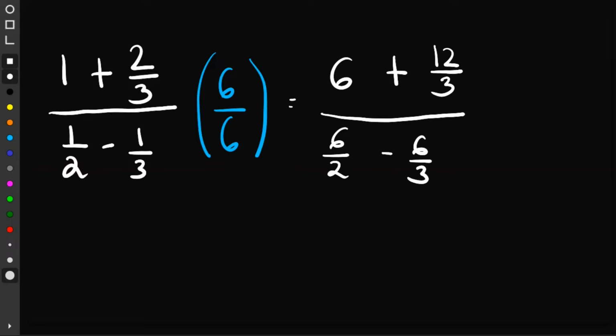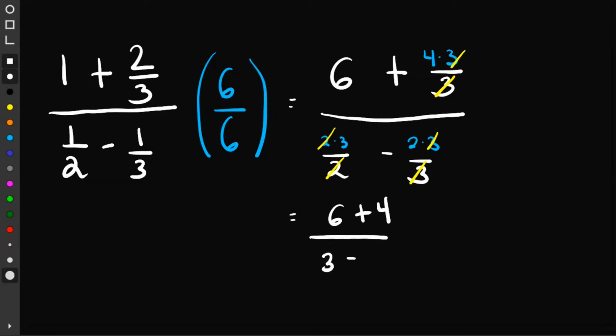Now, we know that we can write 12 over 3 as 4 times 3. Similarly, we can write this 6 as 2 times 3 and 2 times 3. So we can cancel out the common factors out here, which would leave us with 6 plus 4 all over 3 minus 2, or simply 10.